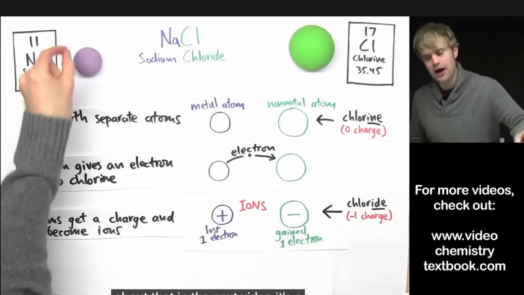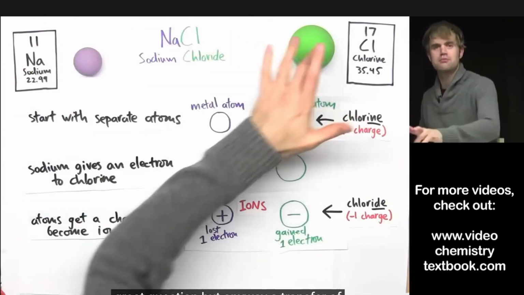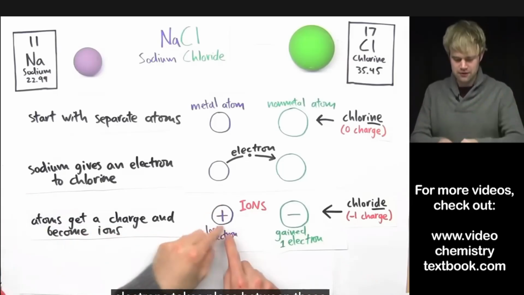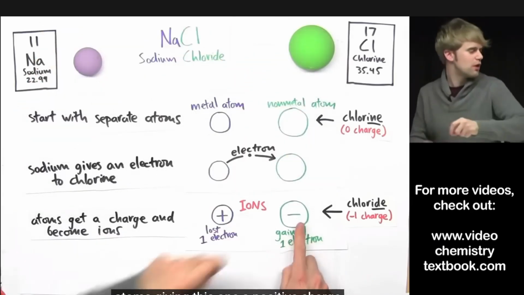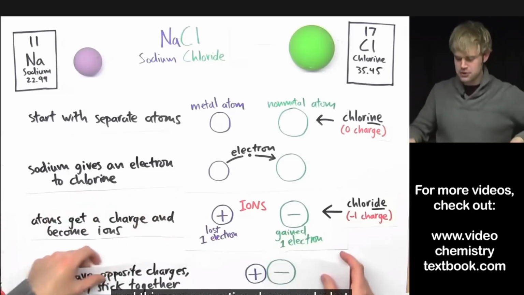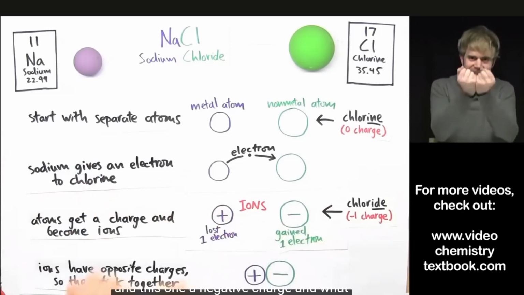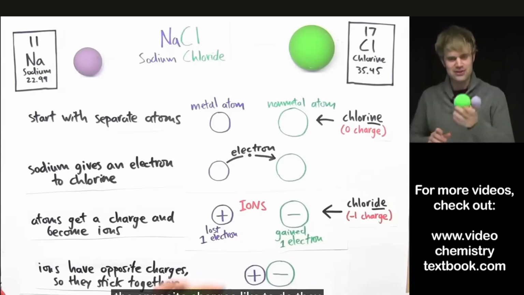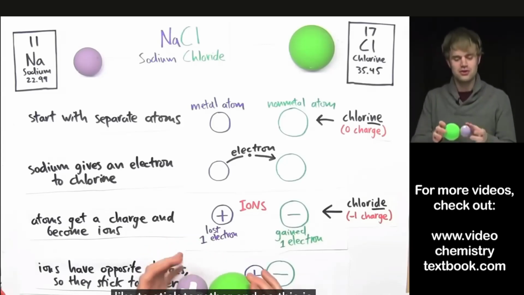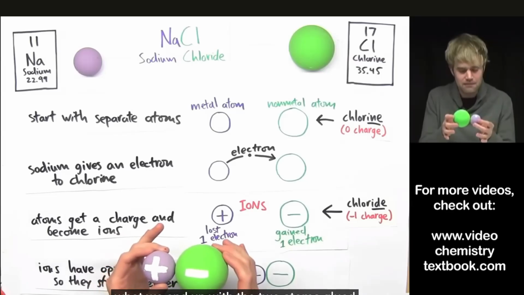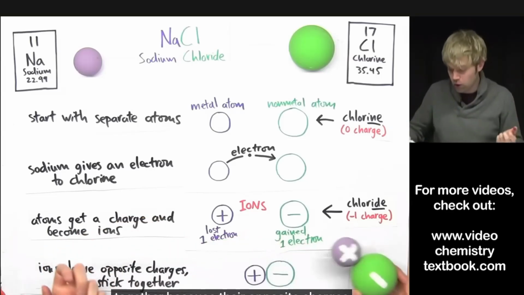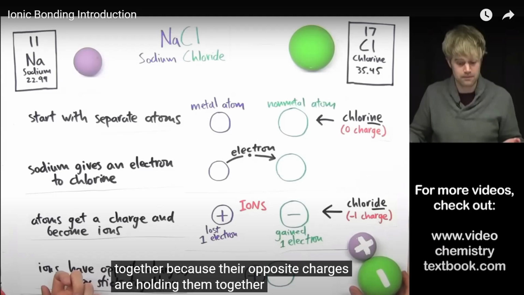But anyway, a transfer of electrons takes place between these atoms, giving this one a positive charge and this one a negative charge. And what do opposite charges like to do? They like to stick together. And so this is what we end up with. The two atoms glued together because their opposite charges are holding them together. Okay, and that's about it.